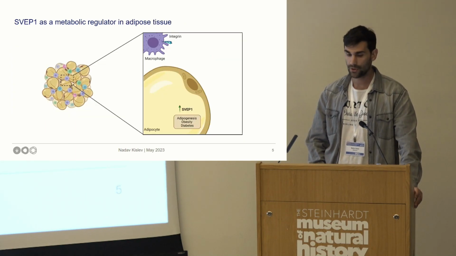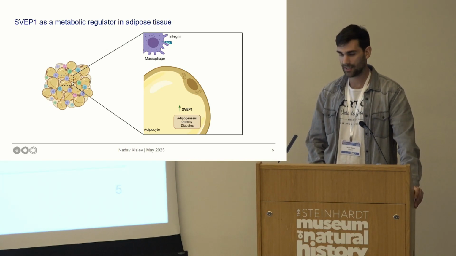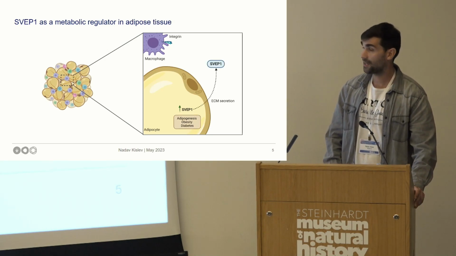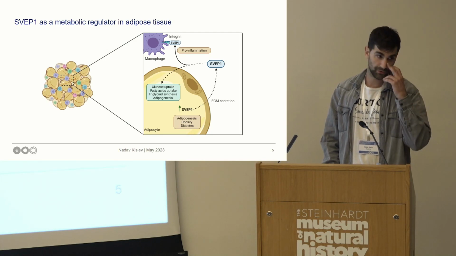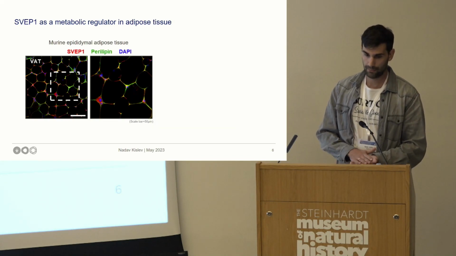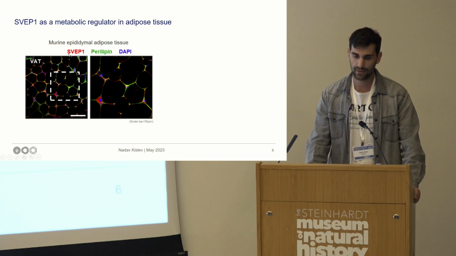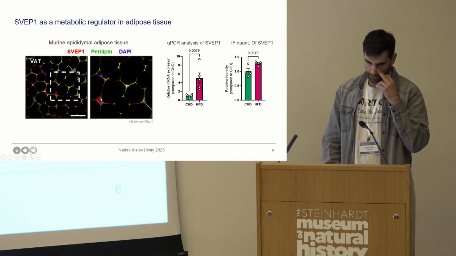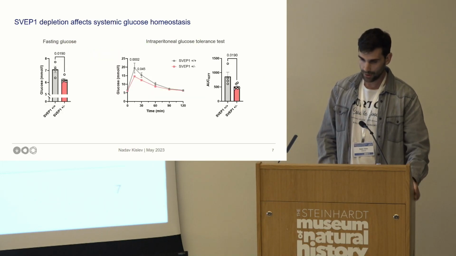Now, in adipose tissue, SVEP1 is highly expressed in adipocytes. It is upregulated in adipogenesis and obesity, where it gets secreted to the ECM and interacts with immune cells, but also can act on the adipocytes themselves. As you can see here, SVEP1 is highly expressed in both the adipocytes, this is an epididymal adipose tissue, and mesenchymal cells, and it is upregulated in high-fat diet or diet-induced obese models.